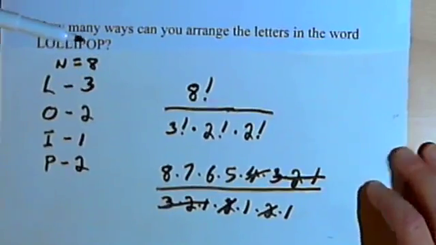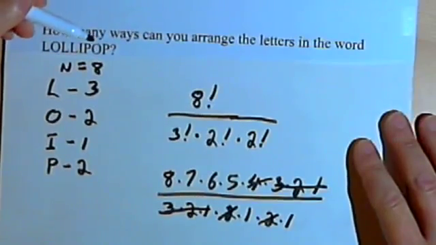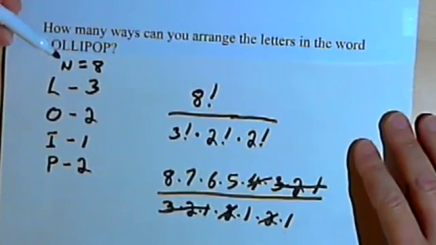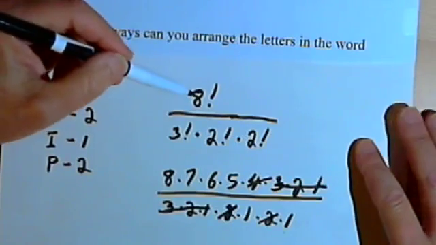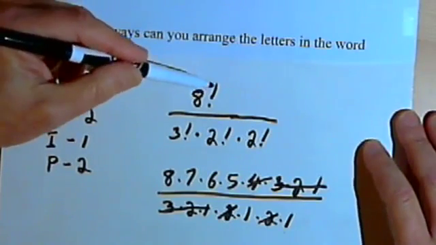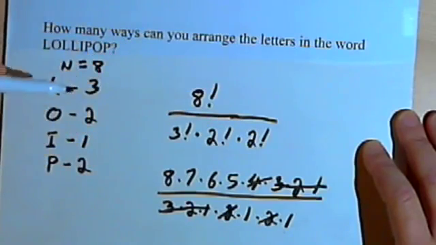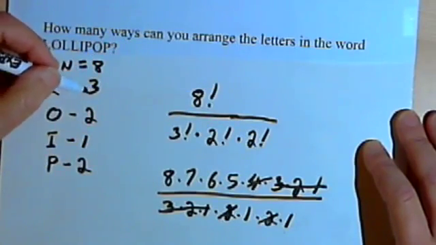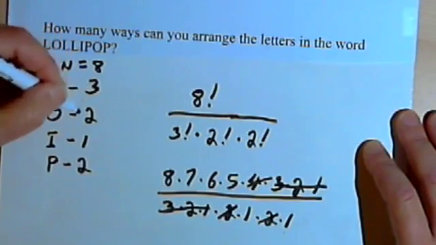Okay, so once again, when you're dealing with repeated objects and you want to know how many permutations you have, you take the total number of objects, the factorial of that number, and make that the numerator of your fraction. For the denominator, you multiply the factorials of the length of each of the repeats.